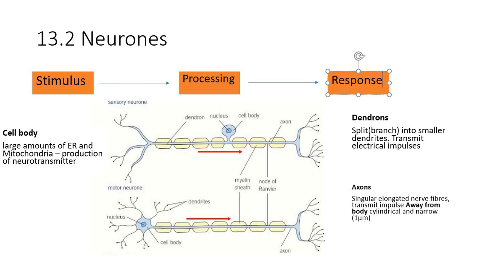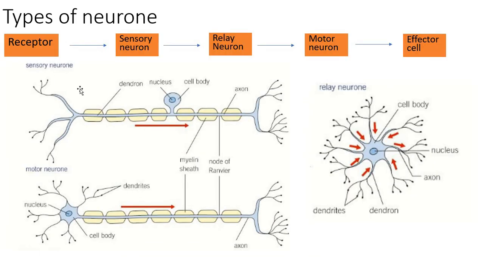Okay, so let's look at the three types then. So we've got the sensory neuron. You need to be aware that the cell body is segmented away from the axon. You've got the motor neuron, in which the cell body is at one end of the axon, and the relay neuron, in which the cell body is at the centre of the axon. Okay, so relay neuron just takes information and passes it immediately straight on. We're going to go into a bit more detail further on about myelin sheath, nodes of Ranvier, so we'll look at that later on.